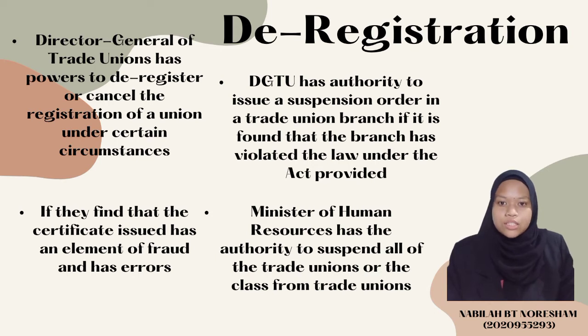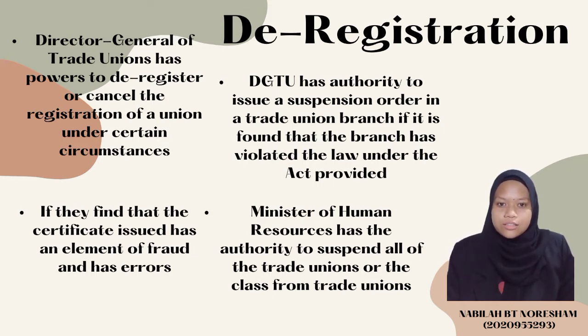Among the causes is, firstly, if they find that the certificate issued has an element of fraud or error. Another is if the trade union's funds have been spent on an unapproved or illegal objective, which can cause the union to be closed down. The Director General of Trade Unions may also cancel the certificate of registration of the trade union.